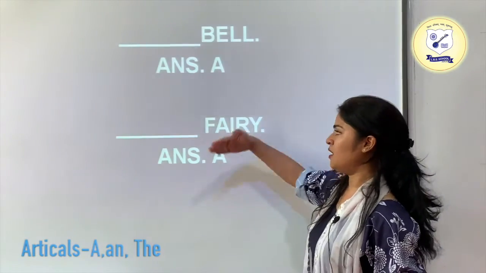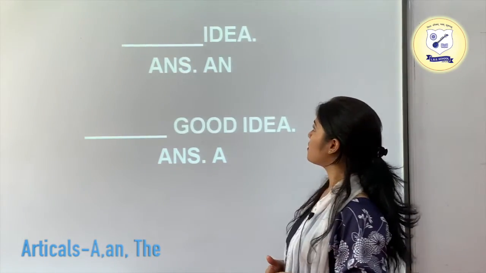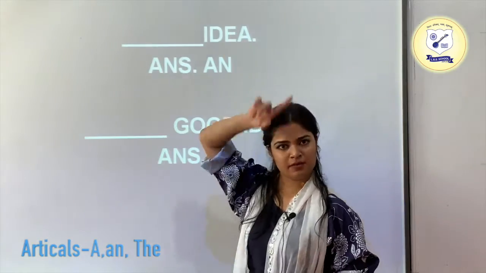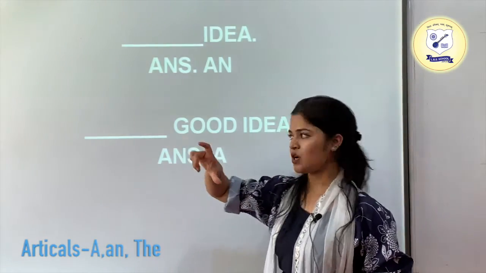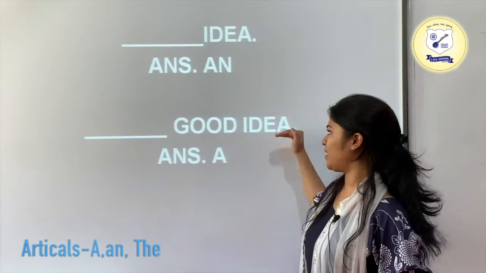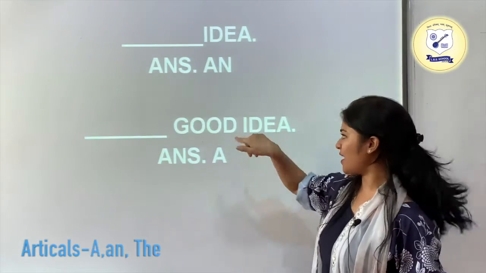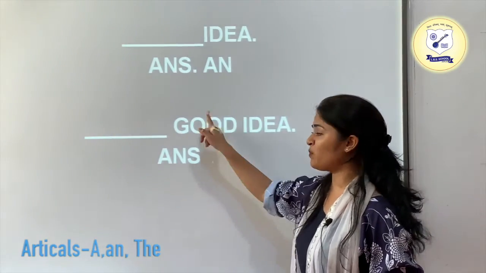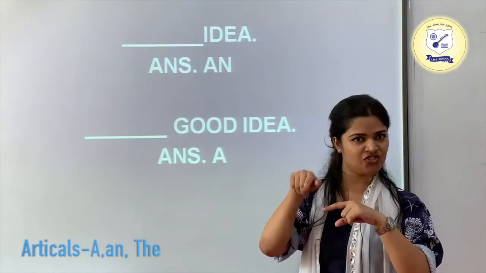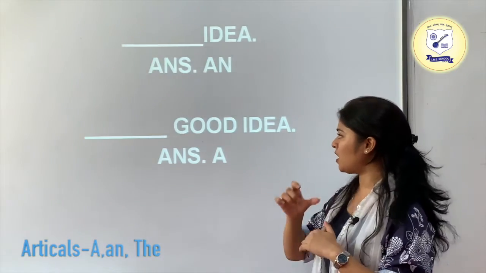A bell, a fairy. An idea, beginning with I, which is a vowel sound. A good idea. You can see that we had "idea" and now we are having a word before it, which is "good." Since this is beginning with G, which is a consonant, this would be "a good idea."